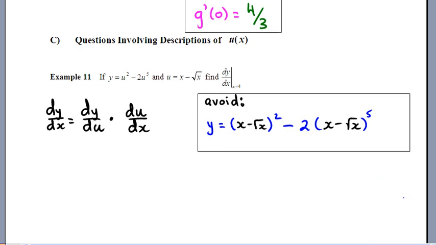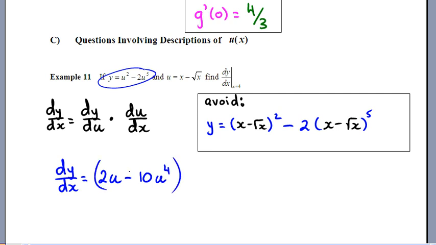I'm going to say the derivative of y with respect to x is equal to, okay, what's the derivative of y with respect to u? I'm going to look right here and say, okay, u's are the variable. Go ahead and do a derivative. That would be 2u minus 10u to the 4th. That is dy/du.